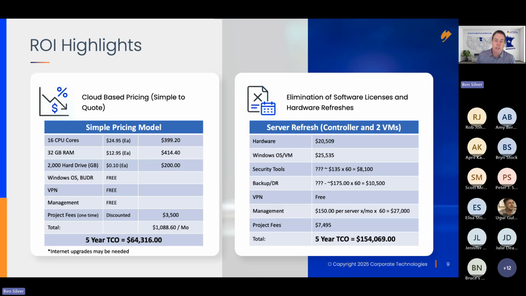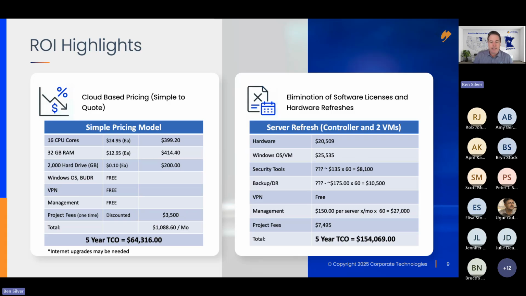You've got the cost for your security tools to be on there, whether that's Huntress, Proofpoint, CrowdStrike, or any other server-based security protocols that need to be there. With your on-prem, you're also going to have a backup and disaster recovery solution, which for a lot of customers for something this size is around $175 a month. And then you've got the management fee. And then every 5 years, when you refresh that hardware, you've got a project fee to do that server migration from existing hardware to new hardware. When we look at it in this context, the total cost of ownership over 5 years is just over $154,000.